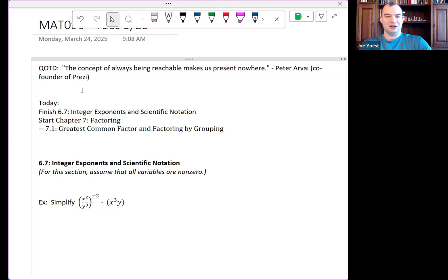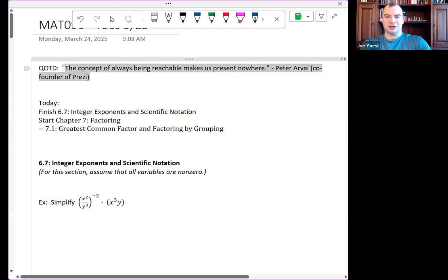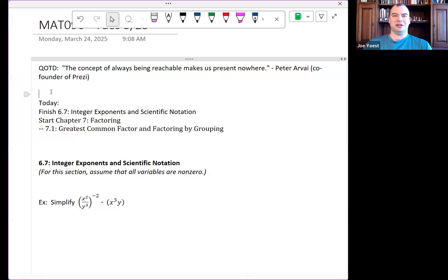So that kind of reminded me of this quote from Peter Arvai, the co-founder of Prezi, the presentation software, where he says, "The concept of always being reachable makes us present nowhere." And I think that's so true today. We have so many things pulling at us from all directions, seemingly all the time, whether it's social media or texts or even notifications from apps constantly trying to get us to open them up. It's sometimes hard for us to be present with the people that we're physically in the same room with.